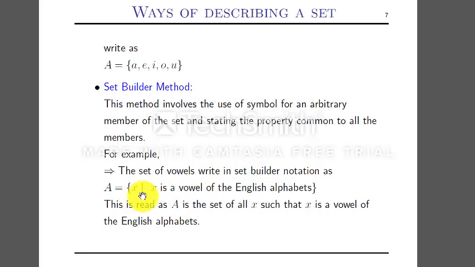So X is a general element which is a vowel of the English alphabet. So all the elements which are vowels automatically lie in this set. This is read as A is the set of all X such that X is a vowel of the English alphabet.